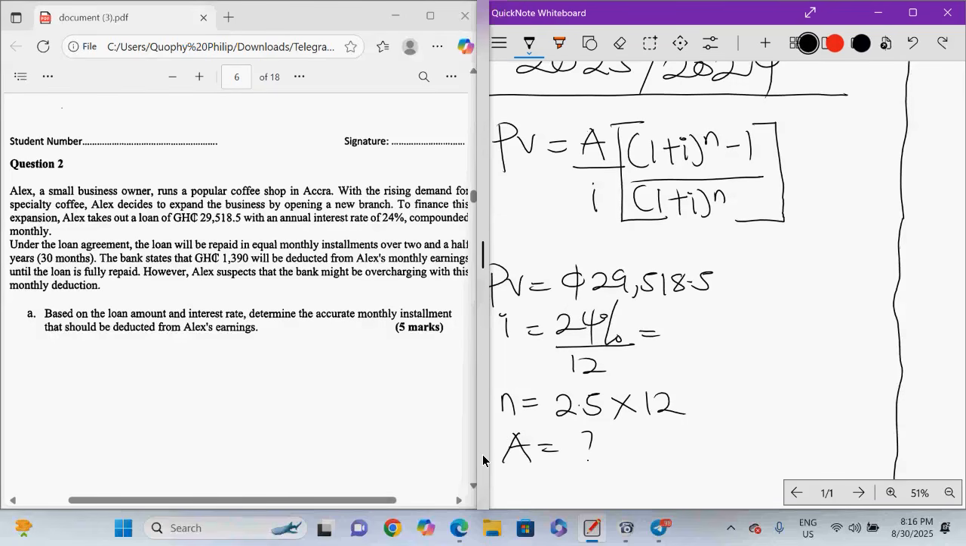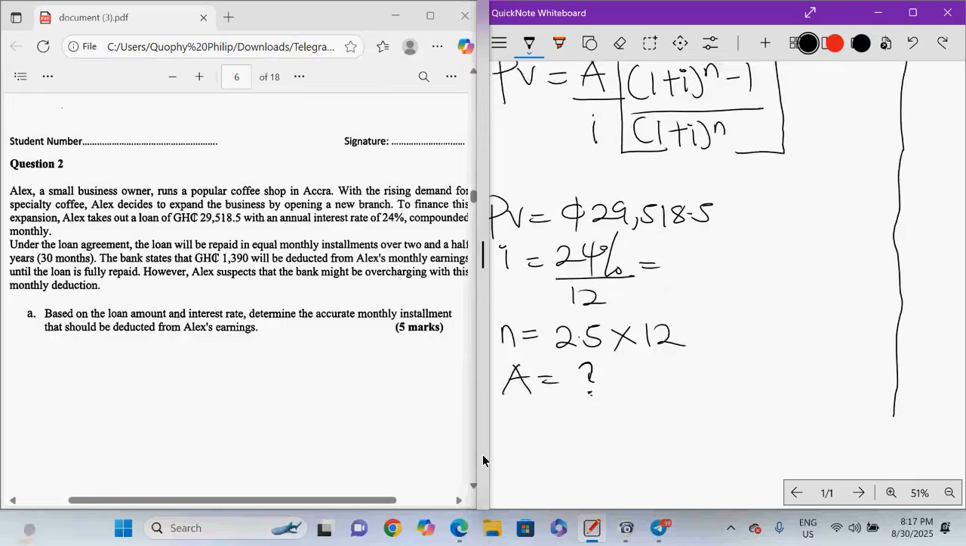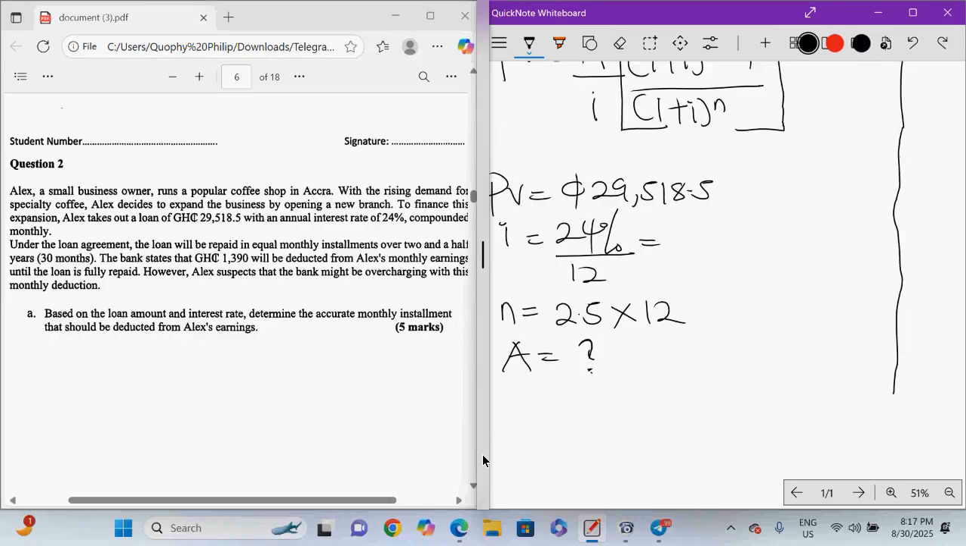Then we need our equal payment. Equal payment was not given, right? So the fact that the equal payment was not given, that is what we want. And that is what the question is asking. So you need to be careful of the requirement of the question. Determine the accurate monthly installment that should be deducted from Alex's earnings. So with that, we can find our A.